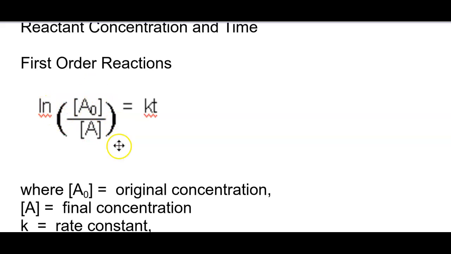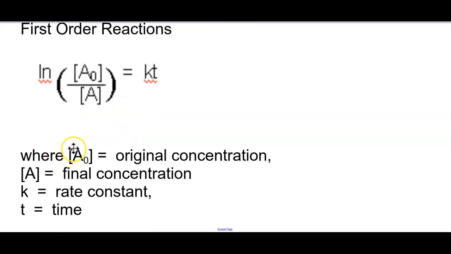So let's talk about what all these pieces mean. This is the original concentration on top over the final concentration. I also think of it as the now, N-O-W, almost looks like a zero, the now and the later. The now concentration and the later concentration. This is your reaction rate constant, and this is your time. Okay, so this is just isolating what these different things mean, as I went over a moment ago.